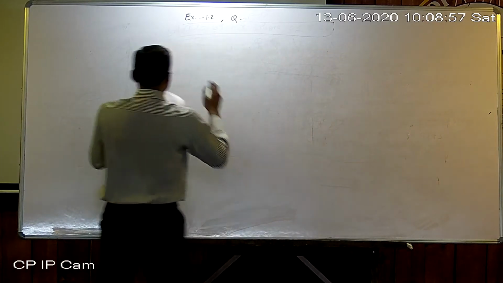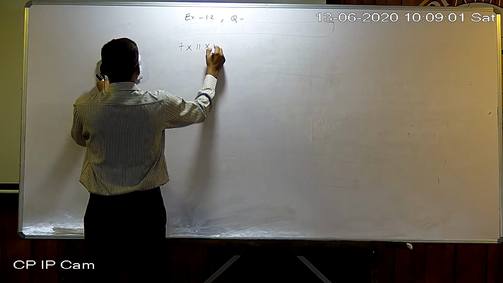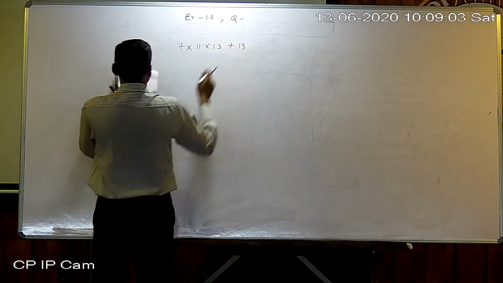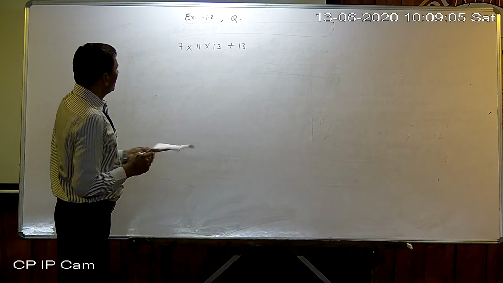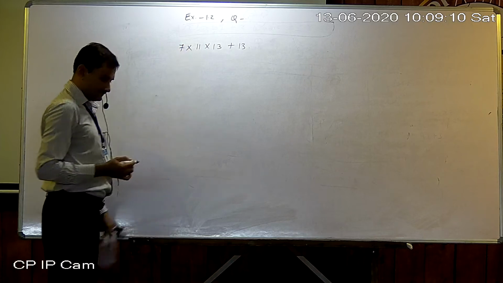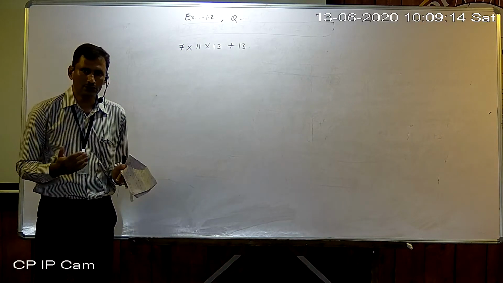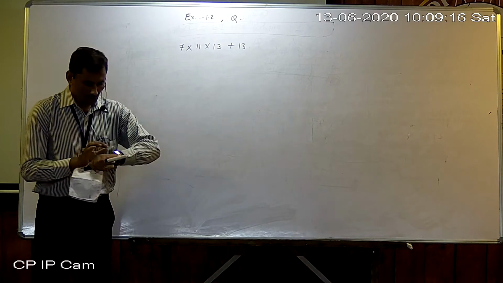They have given two numbers, 7 into 11 into 13 plus 13. We have to prove that the given number is a composite number. First of all, let us again go through what is meant by composite.